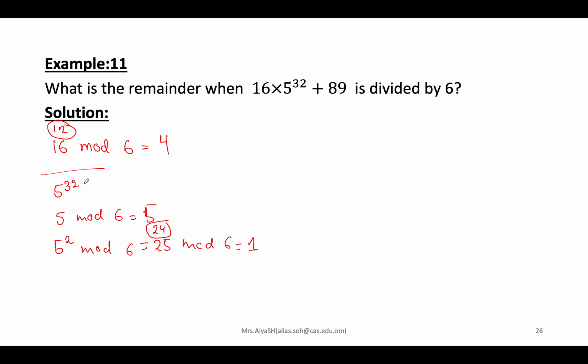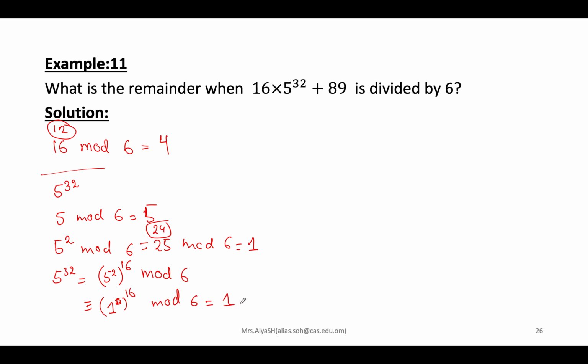Okay, so we need to convert 5 to the power 32 to 5 squared. So 5 to the power 32 is equal to 5 squared all to the power, we just divide 32 by 2, we got 16, mod 6, and this is congruent to 1 to the power 16, 1 mod 6. So we got that this is equal to 1.